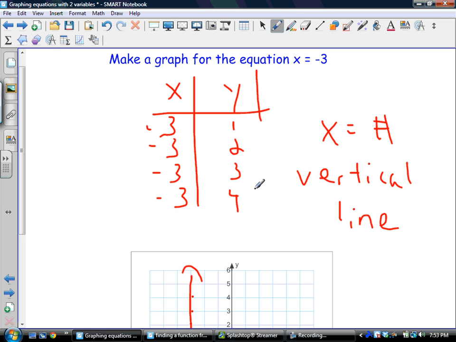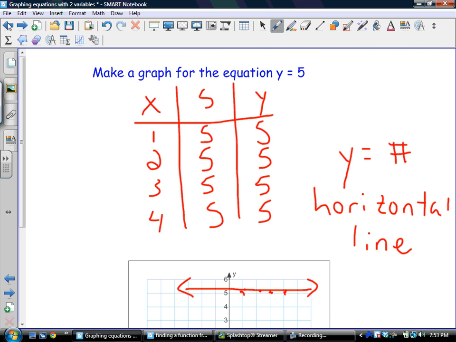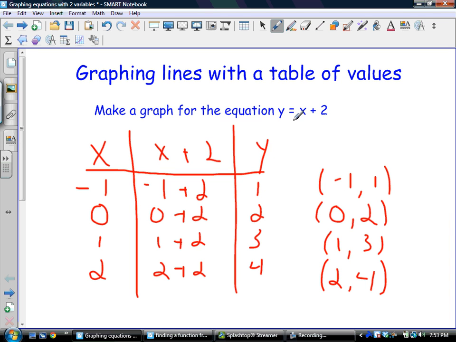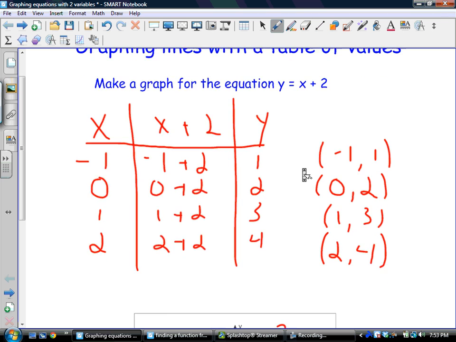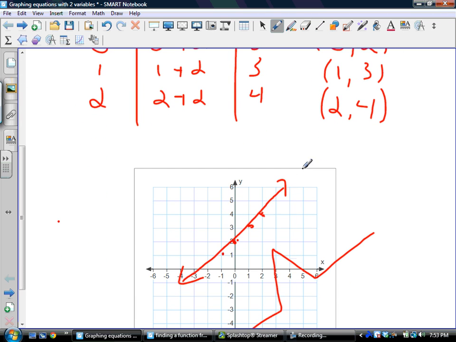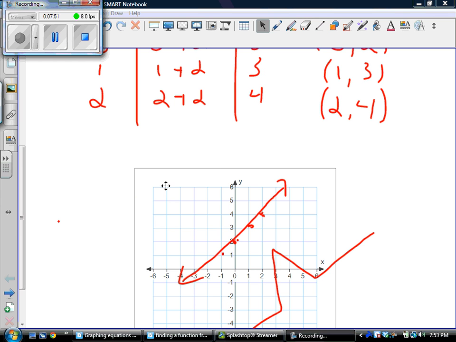So if it's x equals a number, vertical line. If it's y equals a number, you get a horizontal line. And if you have y equals something times x plus or minus something else, then the line is going to be slanted, but it should still be straight. We don't want any curves in there. That's how you graph lines from an equation.